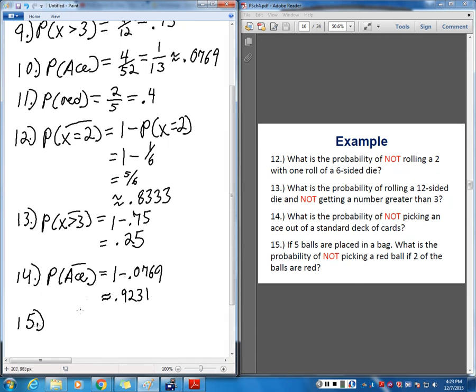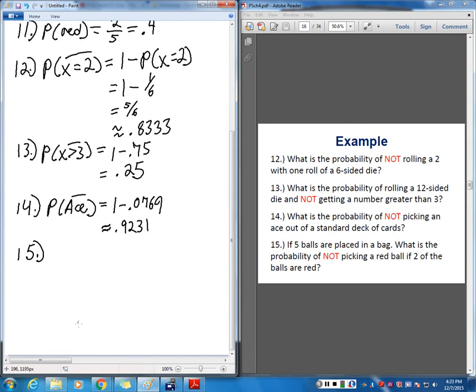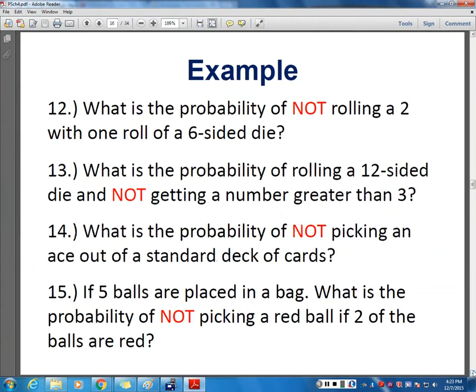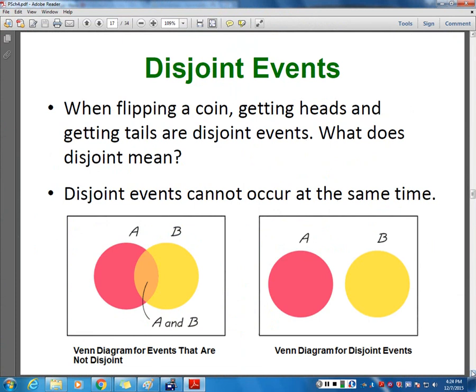Number 15. 5 balls are in a bag. What's the probability of not picking a red ball if 2 of them are red? This is number 11's complement. So this is the probability of red complement. 1 minus 0.4 is 0.6. That's how to use the complement rule. In the next video, we'll talk about disjoint events and other probability rules.